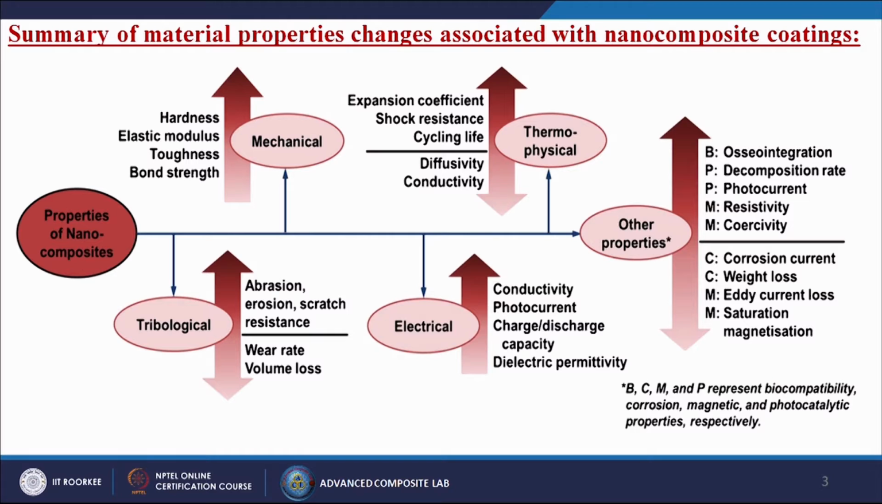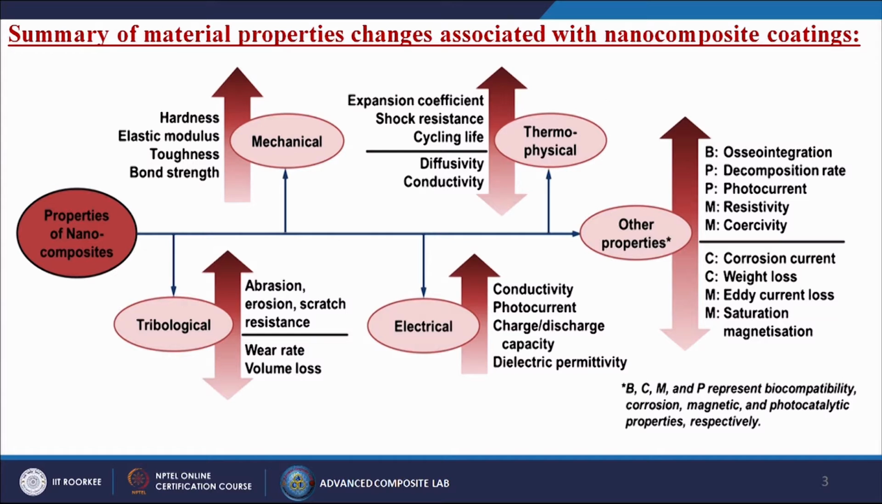Now, here is the total summary of the material property changes associated with nanocomposite coatings. What properties can we generally get after coating these materials? First are the properties of the nanocomposites. When we talk about mechanical properties, it can increase the hardness, the elastic modulus, the toughness, and the bond strength. These are the aspects for which we do the coatings of those nanomaterials.